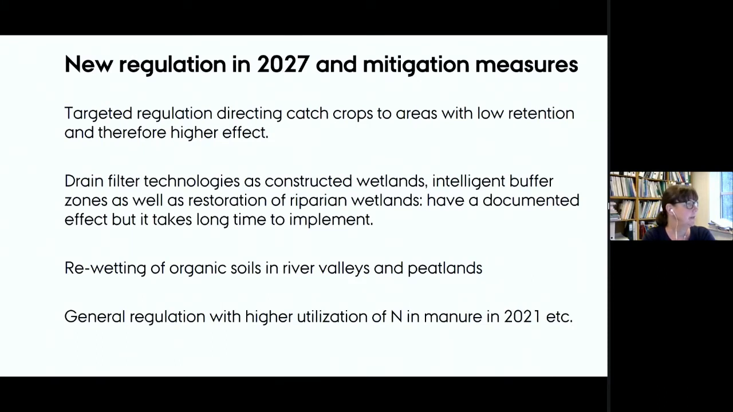We have this new regulation in 2027, so this is a wrap of what will go on. We have this targeted regulation for catch crops. We have rain filter technologies such as constructed wetlands, intelligent buffer zones, as well as restoration of riparian wetlands. And all those mitigation measures and technologies have a quite good documented effect, but we realize that it takes a long time to implement. We also have rewetting of organic soils in river valleys and peatlands. So this new regulation also takes into account the combat of climate change.